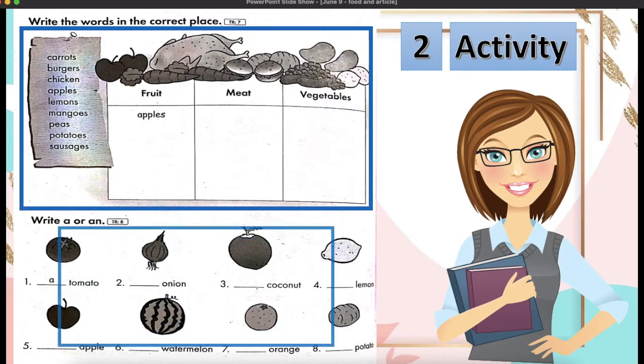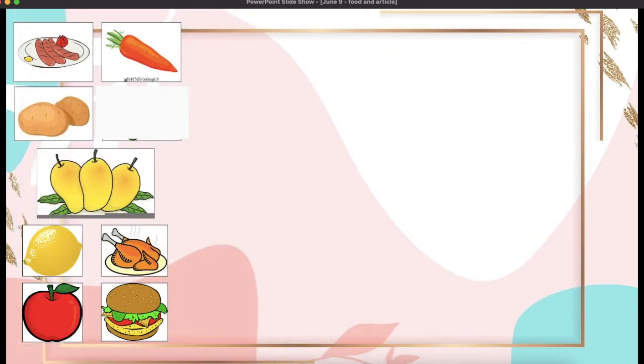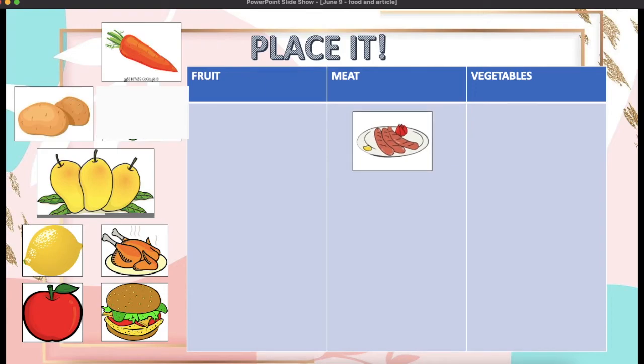And the next activity after this one, we are going to answer the one below, where you are going to tell me whether it's a or an. Okay, now let's move forward to our first activity. These are the things that you have to place as a fruit, meat, or vegetables. Now, let's go with the first one. Sausage. Where are we going to put a sausage? Is it a fruit, meat, or vegetables? It is in meat. All right.